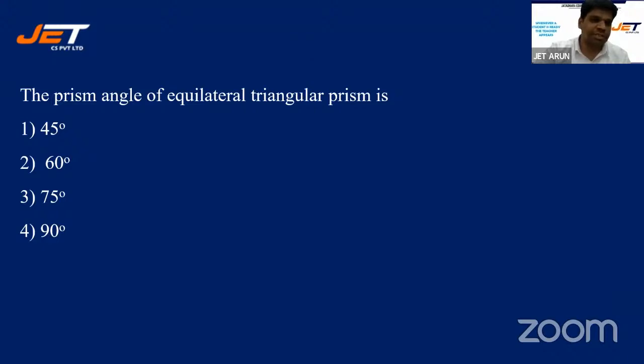All right, let's look at the key, students. It's 60. Equilateral triangle, right? Angle of the prism is 60, kada? 60 plus 60 plus 60. Equilateral triangle. All right, Rahul, I hope you got it.